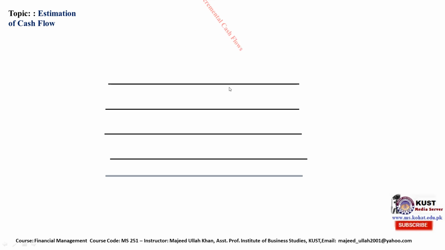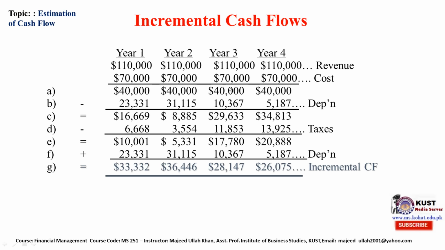Now moving further, what is incremental cash flow? Let's discuss it stepwise. In the first year we will earn 110,000 revenue, and because of this weaving machine 70,000 operating expenses will be increased. Net 40,000 will be the net revenue from this machine. So 40,000, 40,000 and 40,000 for all 4 years. That is the incremental revenue the company experiences each year.